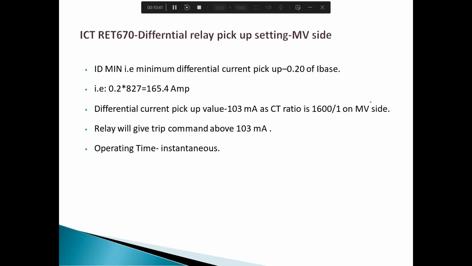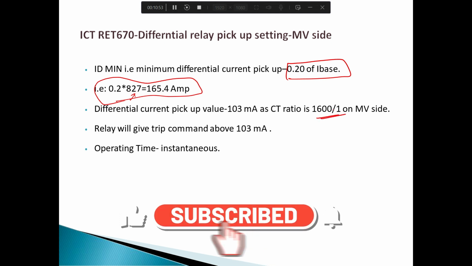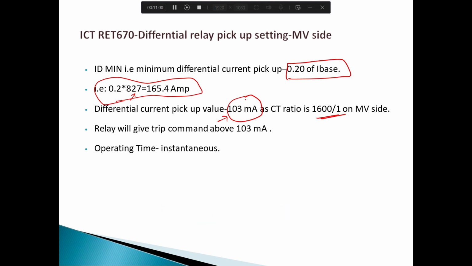Similarly, for MV or LV side, this setting is again the same, 0.2 of I base. I have already calculated it in the previous slide. This is your 0.2 into 826 or 827. Then your CT ratio is 1600 by 1. So the current in terms of secondary will come out as 103 milliampere. And we have to increase the current from this magnitude to wherever it gives a trip command. Ideally, for three phase fault, it should issue a trip command at 103 milliampere with operating time instantaneous.